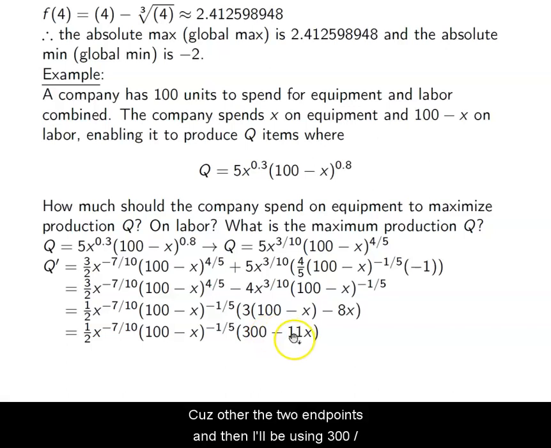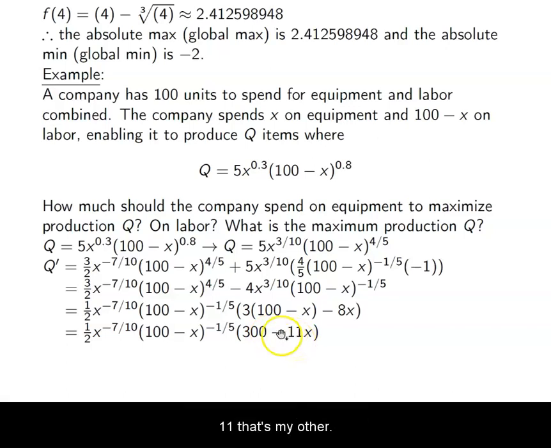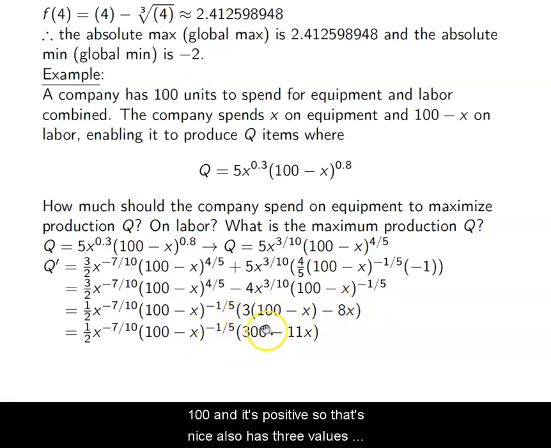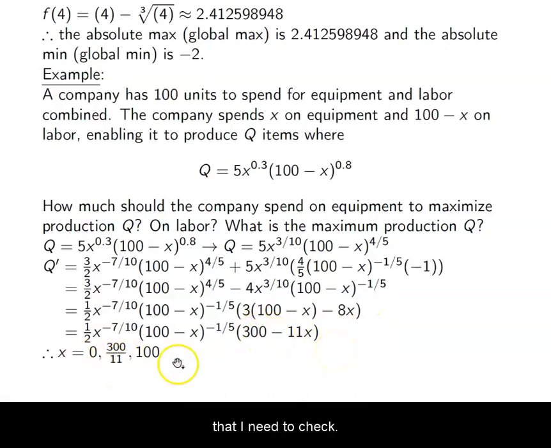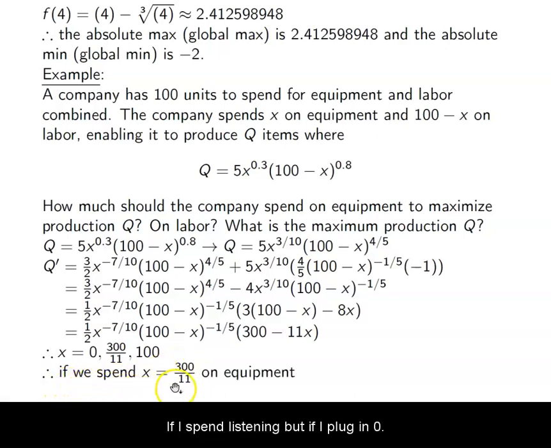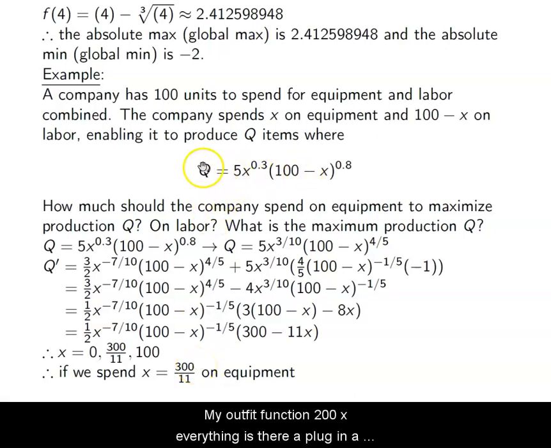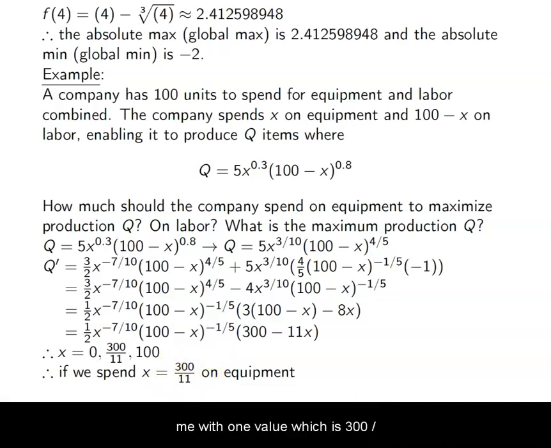And then here, I'll be using 300 divided by 11. That's my other value of interest, which I know is less than 100, and it's positive, so that's nice also. Okay, so these are the three values that I need to check. So let's just think about it. If I plug in 0, my output function is 0, right? 0 times everything is 0. If I plug in 100, I also get out 0. So it really only leaves me with one value, which is 300 over 11.